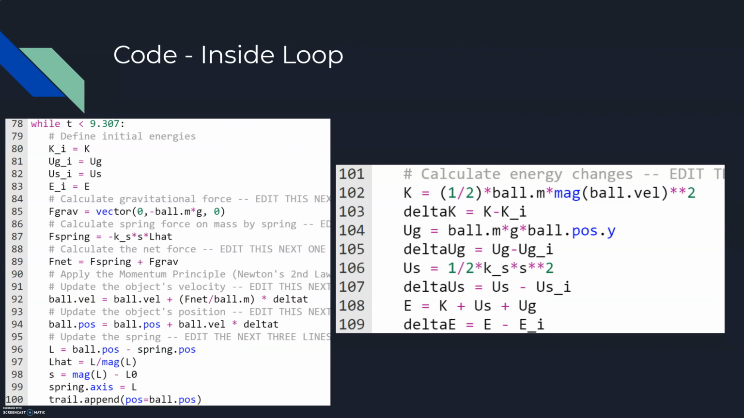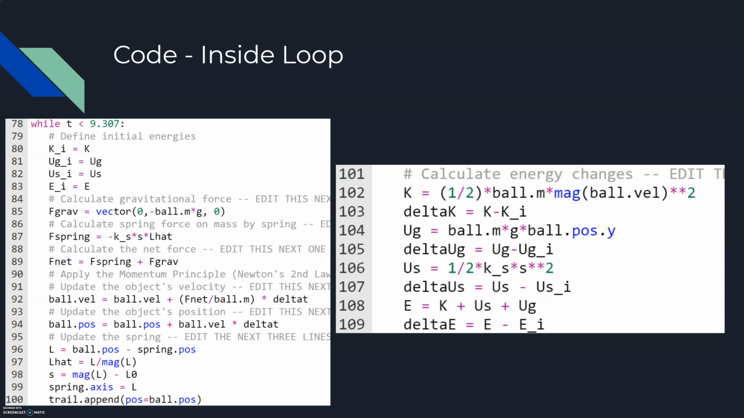For the while loop, I first set the time to the time of the last data point I tracked. Then I defined the initial energies. The gravitational force was set to mg in the y component. The spring force was set to negative spring constant times s, the s found from outside the loop initially, and the net force was the gravitational and spring force added. Then the position and velocity were updated using the net force just found. The spring was then updated in length, L hat, and s.